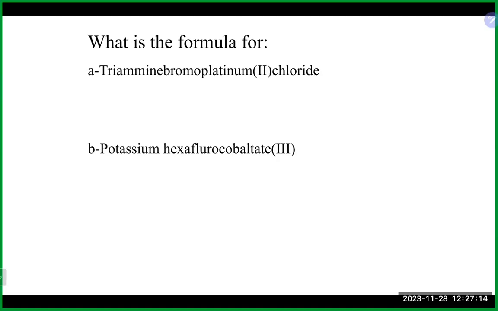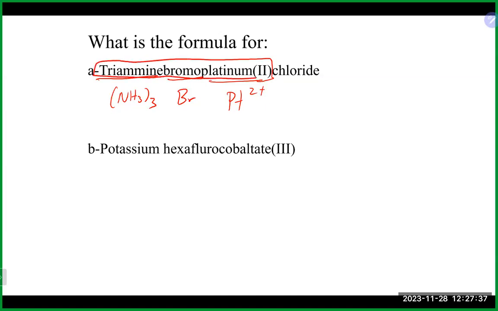Okay, so let's see what we've got here to build. We've got a triammine. So right there, tri is 3 and ammine is ammonia, so we have 3 of those. We have a bromo, which is a Br, and we have a platinum that has a +2 charge. So once again, up until this point is our complex ion. And I know that because at the end of it is the metal's name. So that's where it ends.